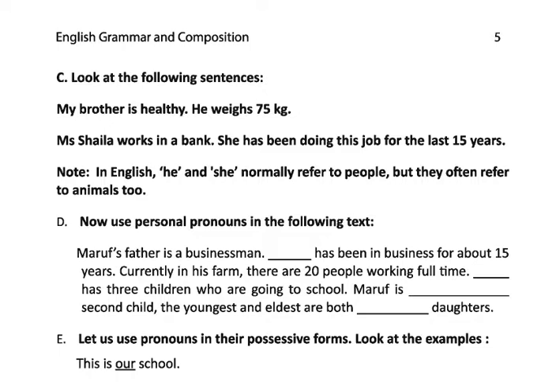Look at the following sentences. My brother is healthy. He weighs 75 kilos. Mrs. Shala works in a bank. She has been doing this job for the last 15 years. In English, he and she normally refer to people, but they often refer to animals too.